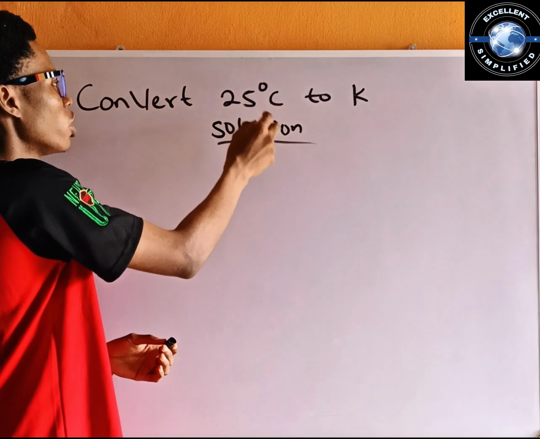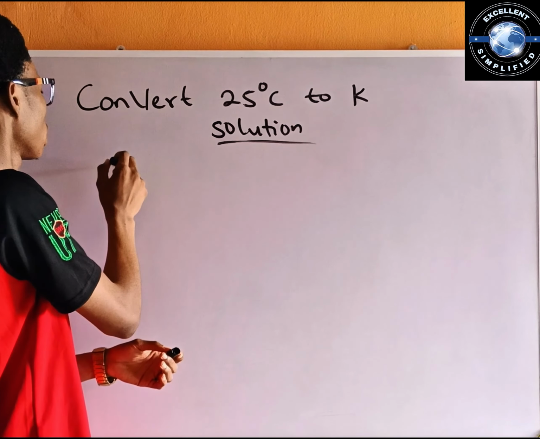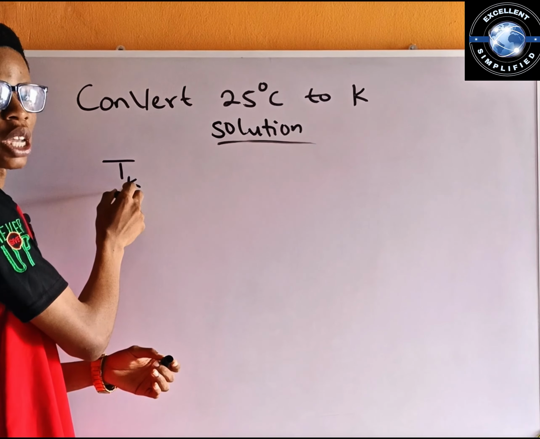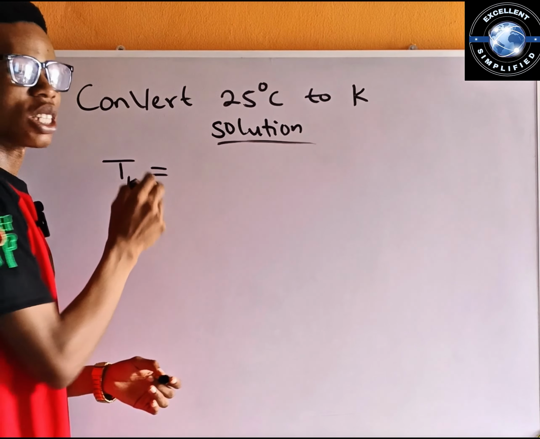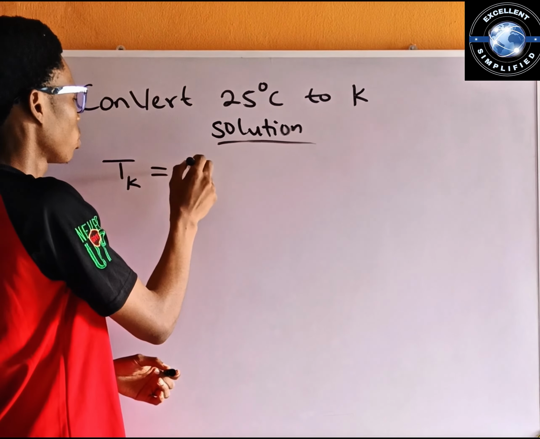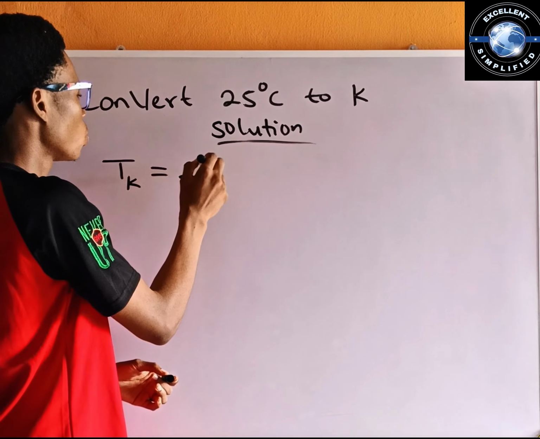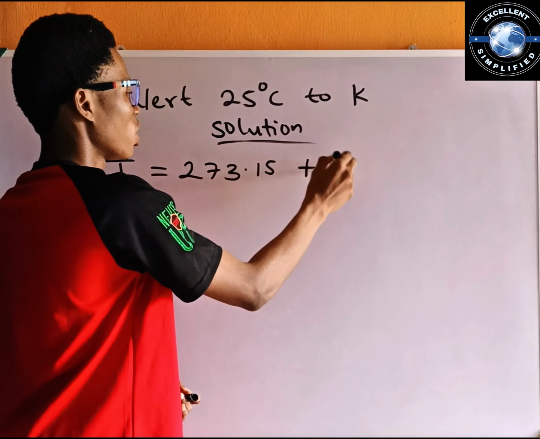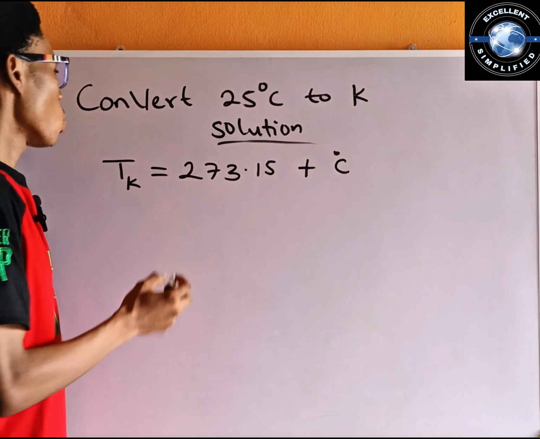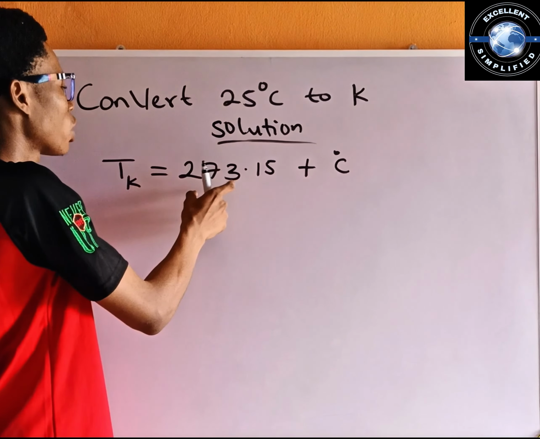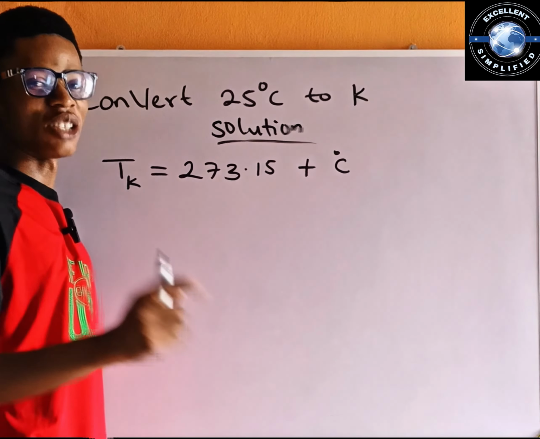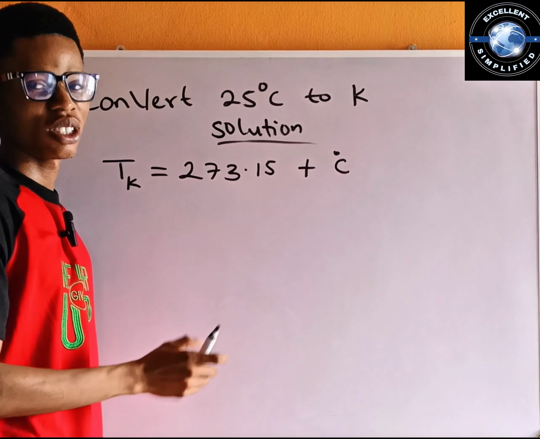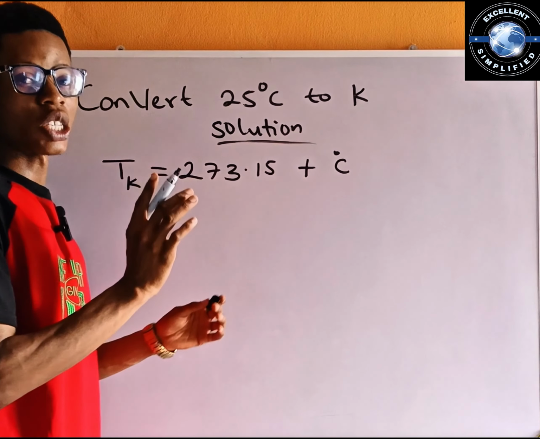Now to convert 25 degrees Celsius to Kelvin, first, this is temperature, right? We want to convert the temperature to Kelvin. So anytime you want to convert temperature to Kelvin, all you have to do is 273.15 plus the Celsius temperature. So anything you have, just add 273.15. I knew some of you only knew 273. You didn't know about the 0.15. But even if you use 273, you still get your answer correct.